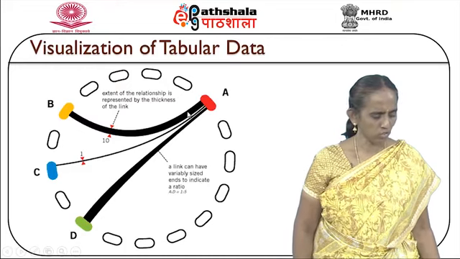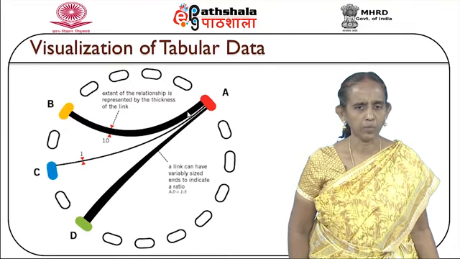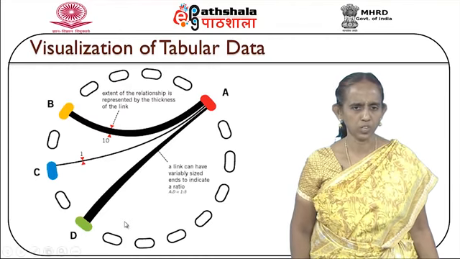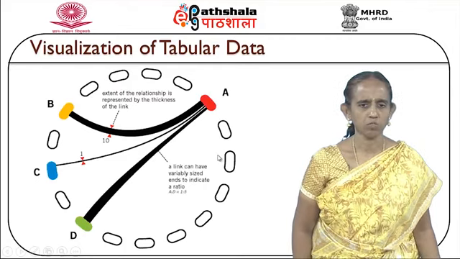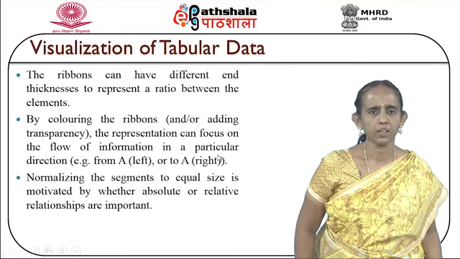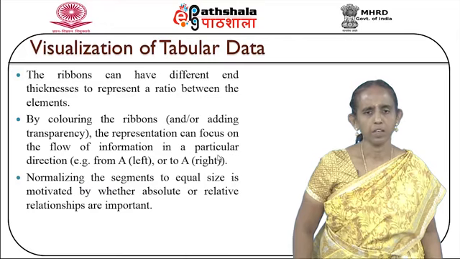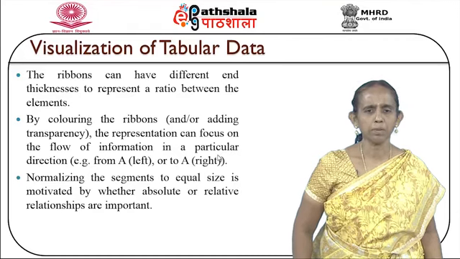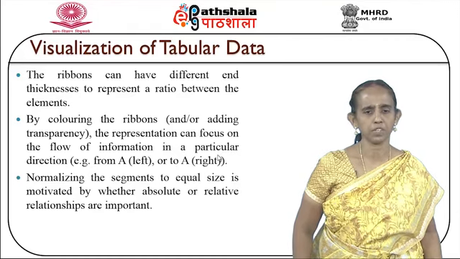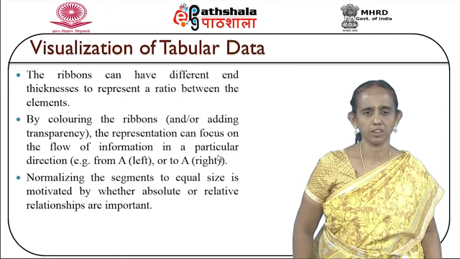Here the extent of the relationship is represented by the thickness of the link, and a link can have variably sized ends to indicate some specific kind of ratio. So each and every ribbon or link can be variably sized, which also indicates the ratio. The ribbons can have different thickness to represent the ratio between the elements. By coloring the ribbon, that is by adding transparency to the ribbon, the representation can focus on the flow of information in a particular direction, either from left to right or right to left.